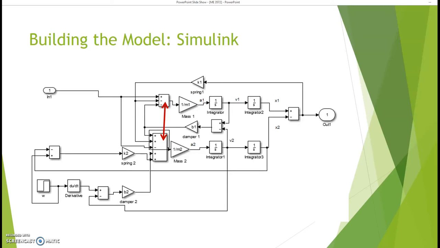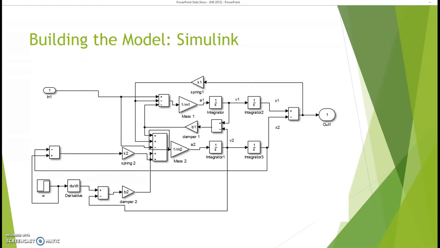The body mass experiences forces from spring 1, damper 1, and a controller force, in 1, which is initially set to a step of 1. The suspension mass will experience forces from both springs, both dampers, as well as the controller force.